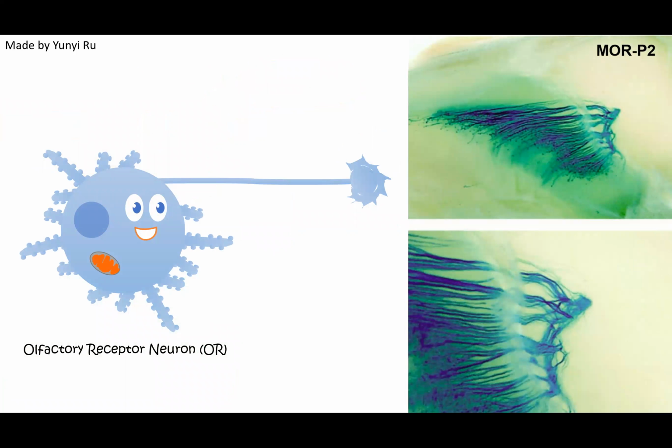Here is an example. Imagine that I am an olfactory receptor neuron, short for OR. Our cell body is located in the olfactory epithelium, while our axons project to the olfactory glomerulus in the olfactory bulb. Look at the graph on the right. It shows the map of OR neuronal projections. You may notice that the axons are arranged in a linear manner. Why?